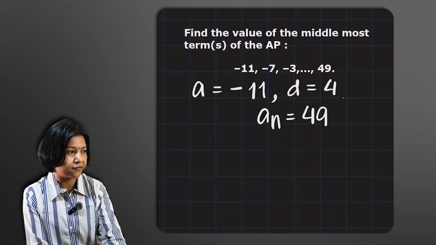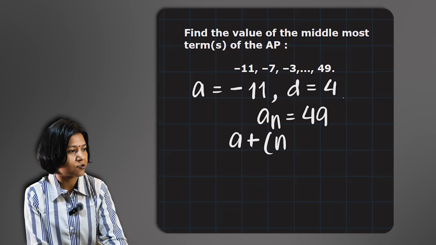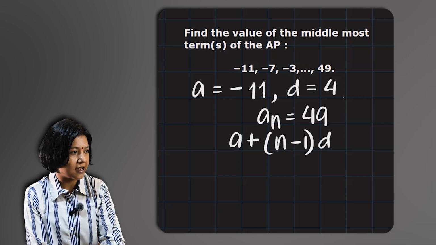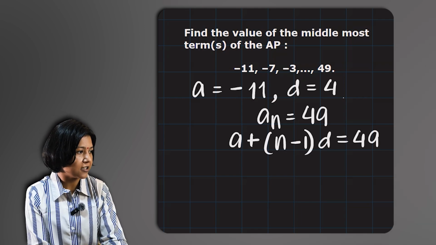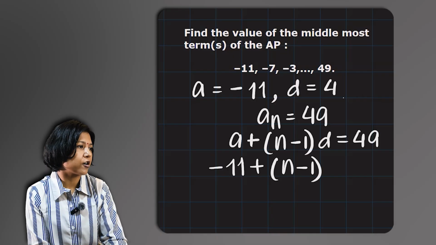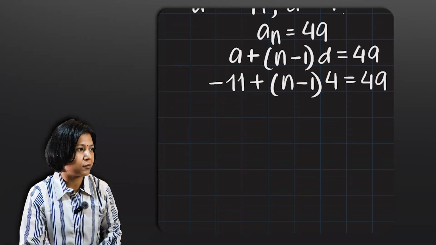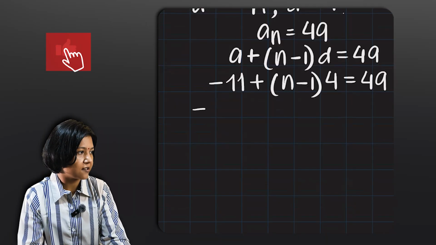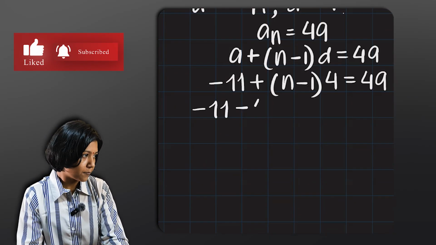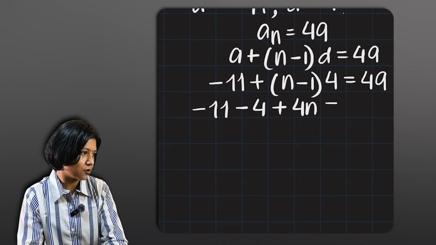Okay, now I know if a certain term is 49, then my first term plus n minus 1 times the difference has to be 49. Plug in the values. Minus 11 plus n minus 1 times 4 has to be 49. Simplify. We need the value of n because we need to know how many total terms we have. Minus 11 minus 4 plus 4n has to be equal to 49.